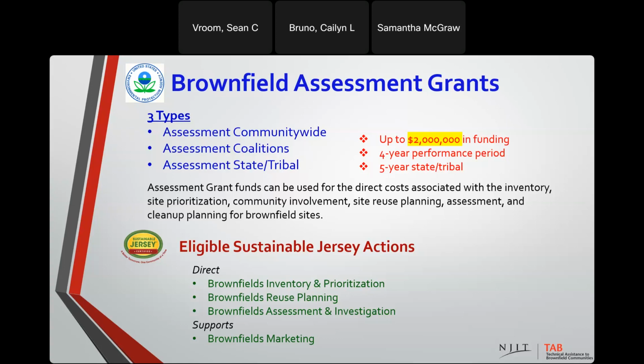So similar to the multi-purpose grant, although you can't do cleanup with this grant, you can do brownfields inventory, you can do brownfield site prioritization, you can do community involvement activities, you can do your site planning or reuse planning, you can assess properties, and you can do cleanup planning for brownfield sites as well. So again, if you look at the eligible Sustainable Jersey actions, it basically on some level incorporates all four of them.